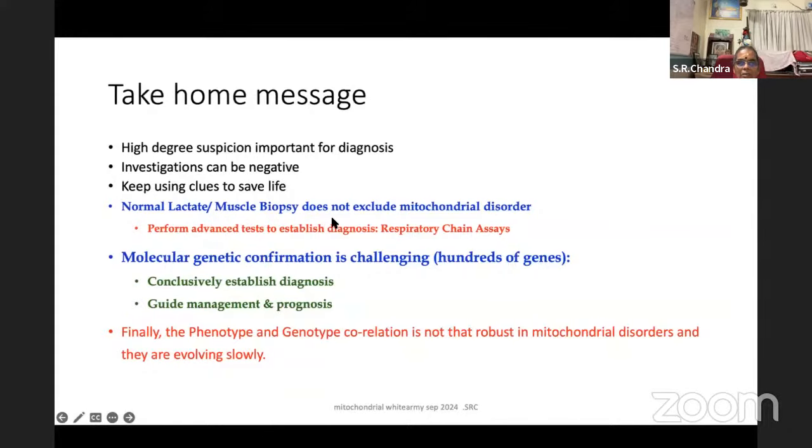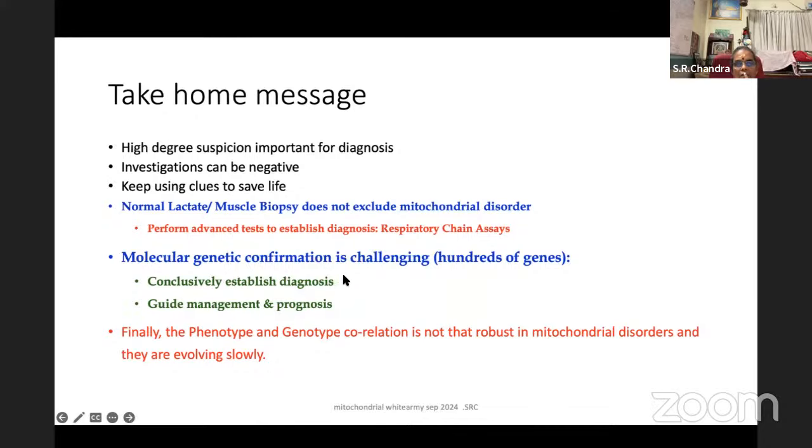Normal lactate or muscle biopsy does not exclude mitochondrial disorder. Use all clues. In one child we saw the mother having lipoma. In another 2 children we saw valproate toxicity. So that kind of indirect clues. Perform advanced tests to establish diagnosis. That is important at some stage, but it's not available to everybody and everywhere.